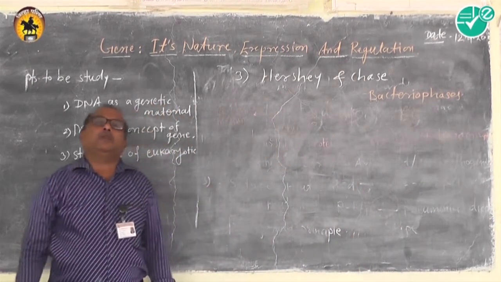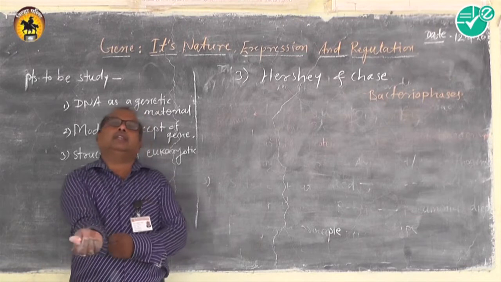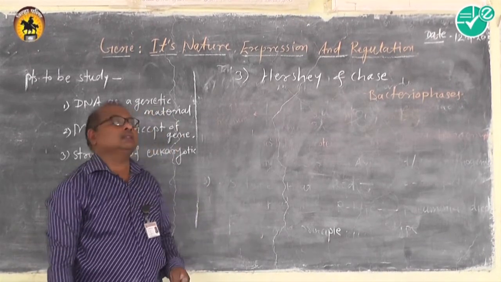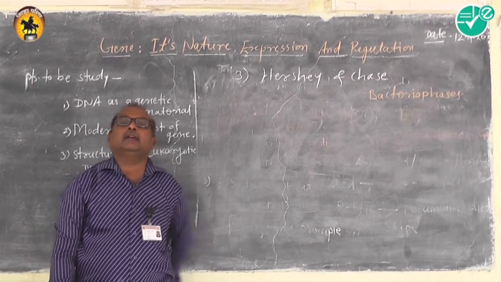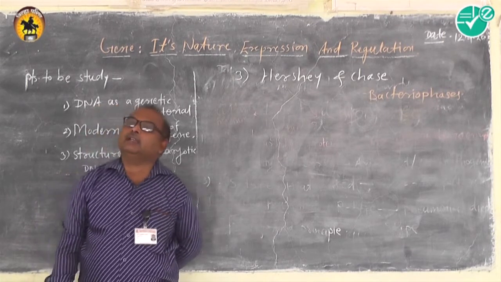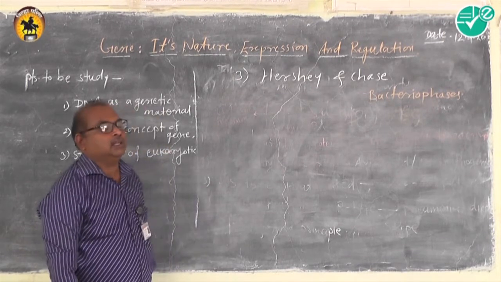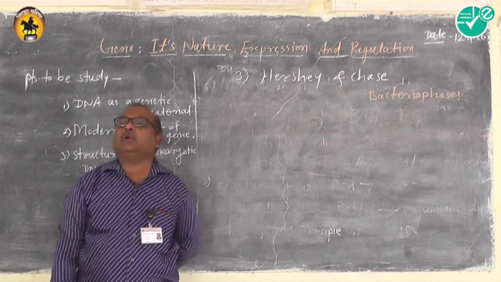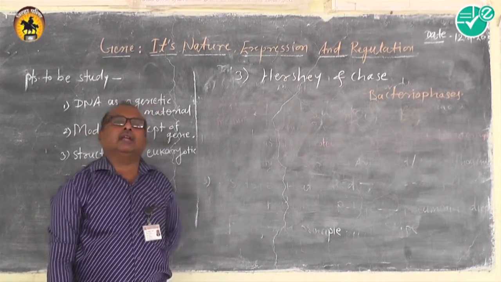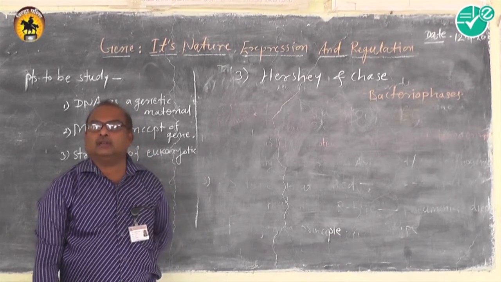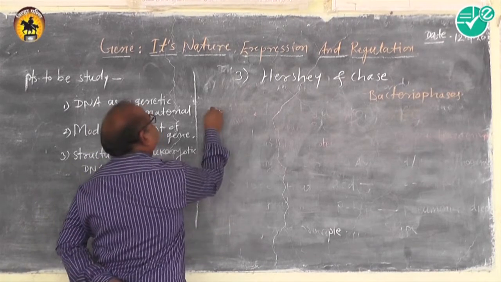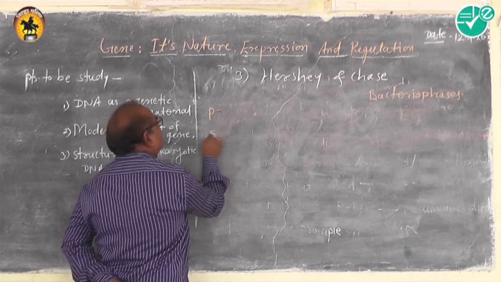Now, for the experiment, they used the bacterium E. coli, Escherichia coli, which is going to be infected by these viruses. First of all, the E. coli bacterium is taken, and to test whether the genetic material is DNA or protein, in these two, definitely there is a genetic material, so they used the radioactive isotopes of phosphorus and sulfur.